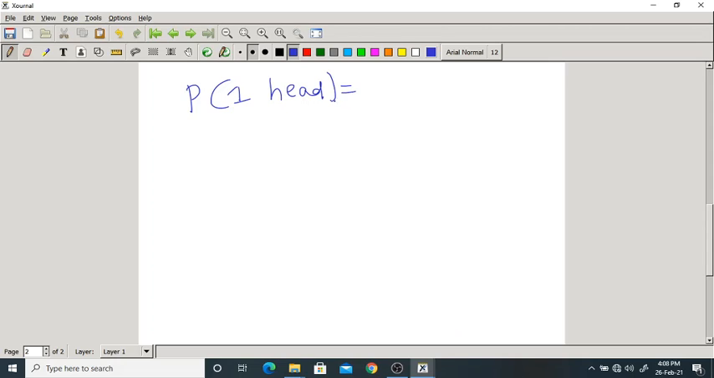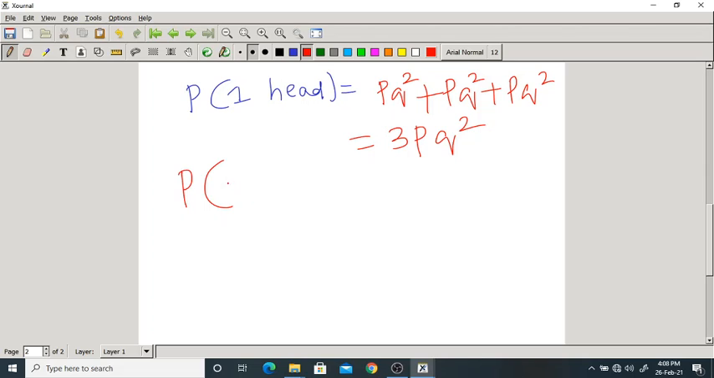Now what happens to this probability? There are 3 possibilities: the first probability P into Q square, second also P into Q square, third also P into Q square. Total 3 into P into Q square. Suppose I change the question, I ask you 2 heads.